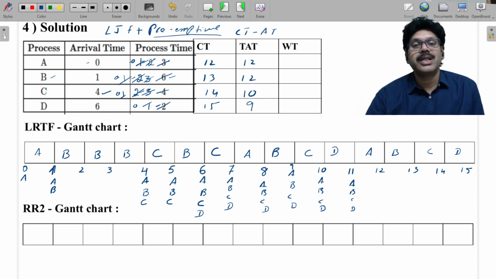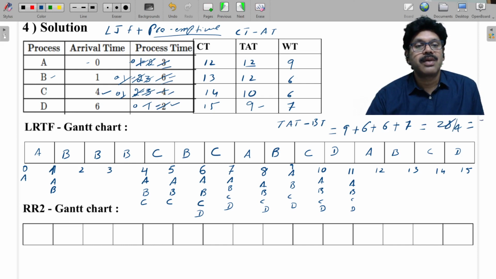Waiting time is nothing but turnaround time minus burst time. So turnaround time 12 minus 3, it is 9. 12 minus 6, it is 6. 10 minus 4, it is 6. 9 minus 2, it is 7. That's it. Now he is asking for the average waiting time. Average waiting time is 9 plus 6 plus 6 plus 7, which is 15, 21, 28, divided by 4, which is roughly 7.